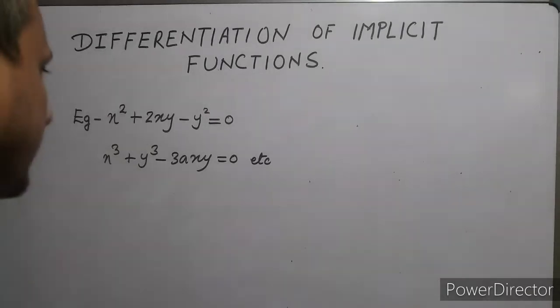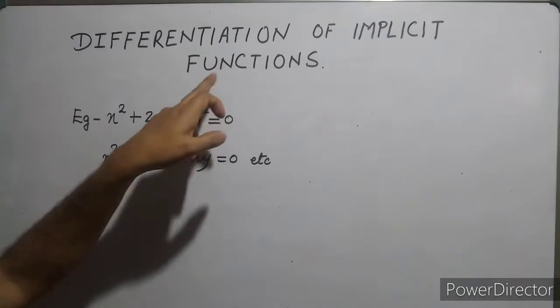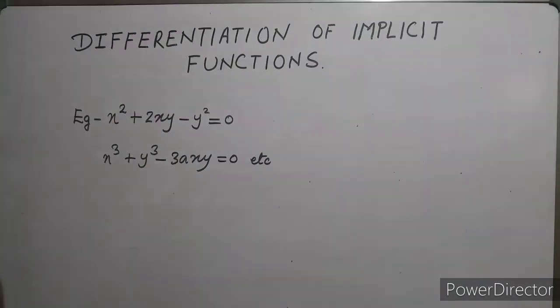Now, dear student of class 12, today I'll continue with the derivative. Today's topic is the differentiation of implicit function. Implicit function means that in one equation there is more than one variable.